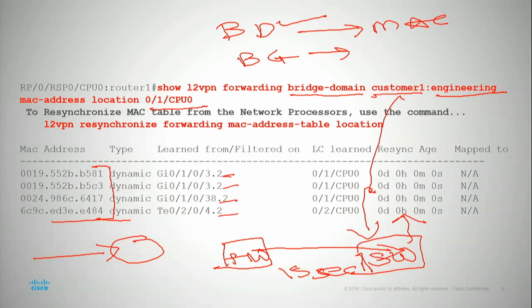In that case, if you want to completely synchronize the hardware table with the software table, you can execute this command: l2vpn resynchronize forwarding mac-address-table location and the line card name. It will get completely synchronized, and you will get the complete output here.